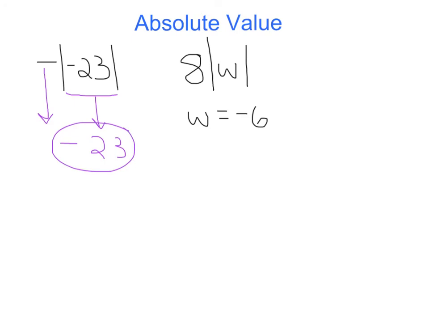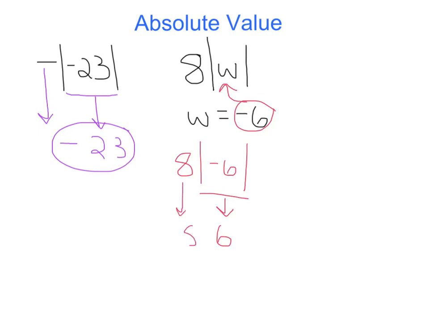Okay, the next one says 8 times the absolute value of w, where w equals -6. So we have to put -6 in for w. Let's rewrite it. We now have 8 times the absolute value of -6. And then you always evaluate the absolute value first. The absolute value of -6 is +6, and then bring down your 8, so it's 8 times 6, which is 48.